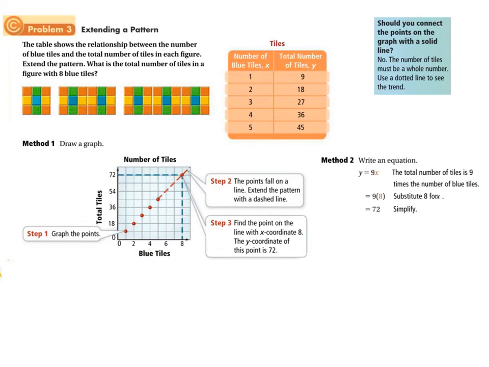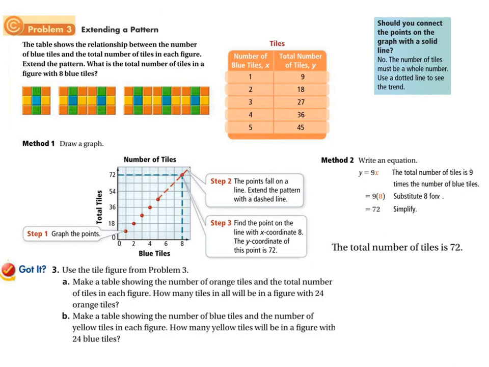Well, we can write an equation. We can say, if we take the total number of blue tiles and we multiply it by 9, we'll find the total number of tiles, because the number of tiles is 9 times the number of blue tiles. So then, what if you wanted 8 blue tiles? Well, x is the number of blue tiles, so you put in 8 for x, and you find out 72. Either way, the total number of tiles is 72.